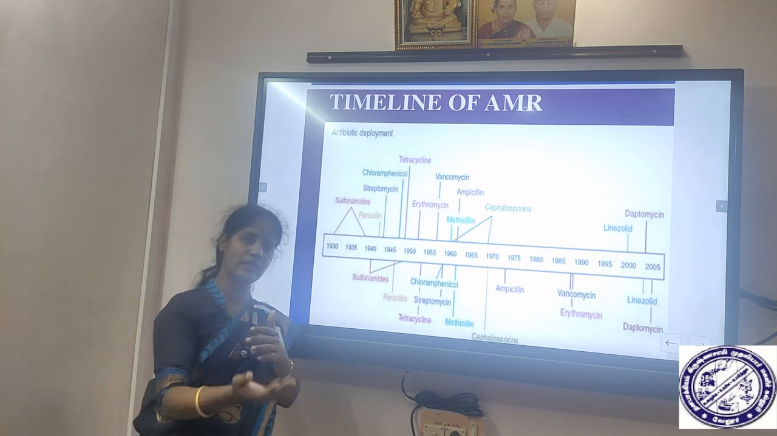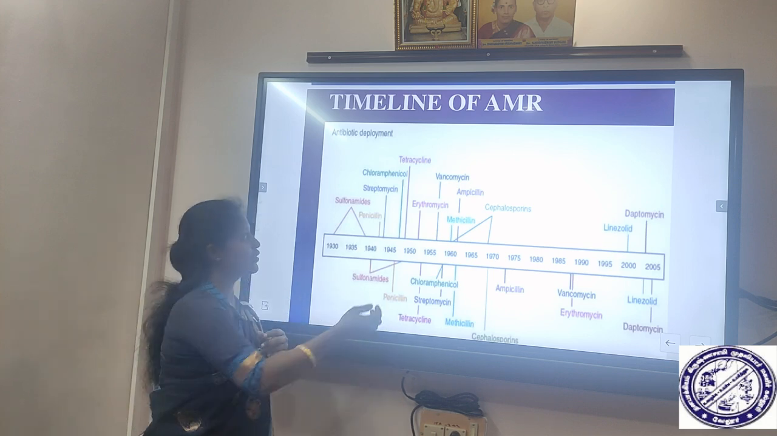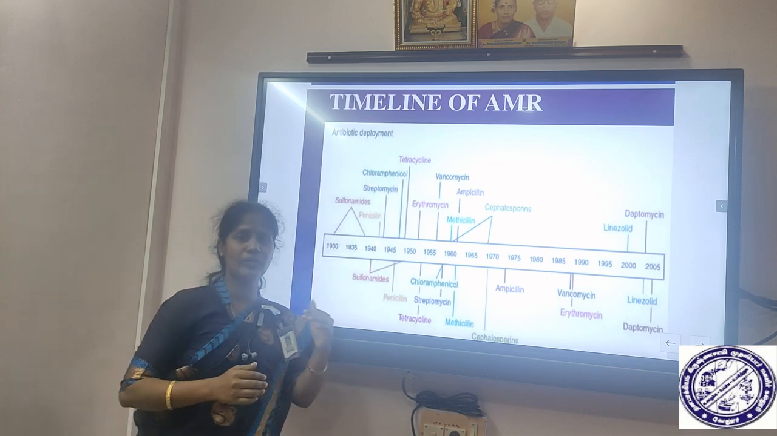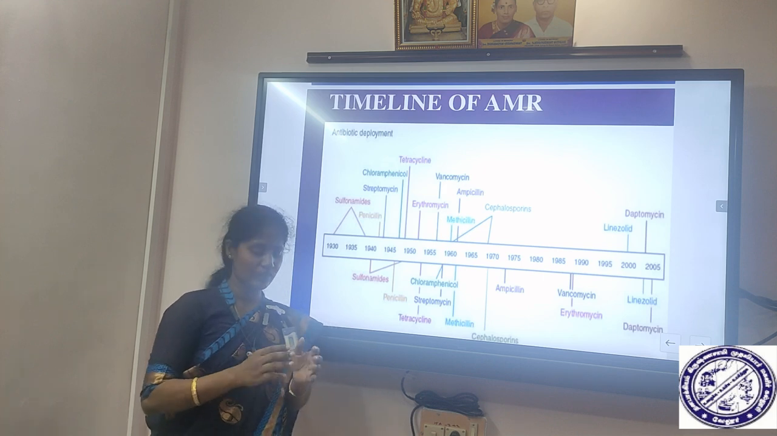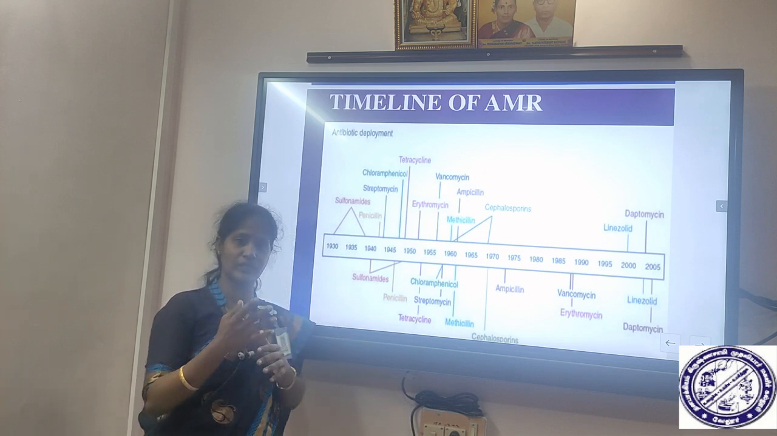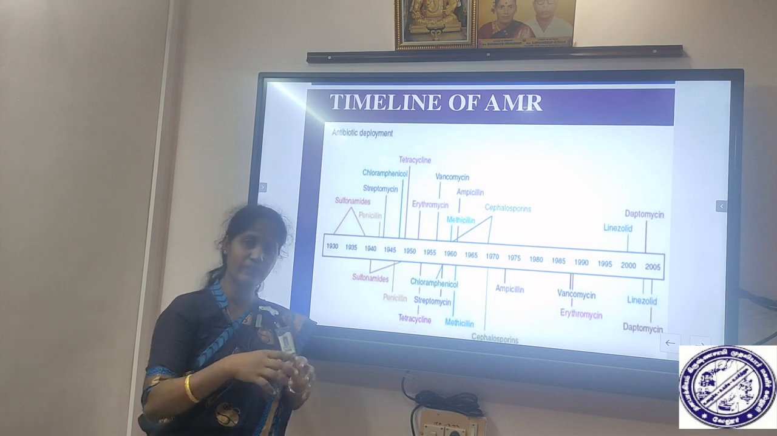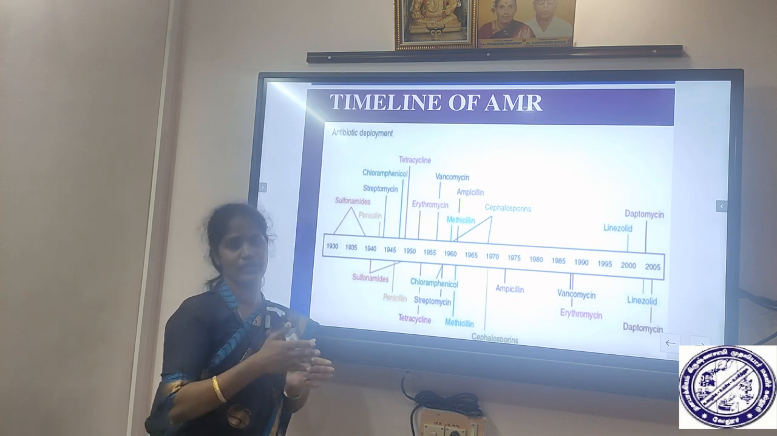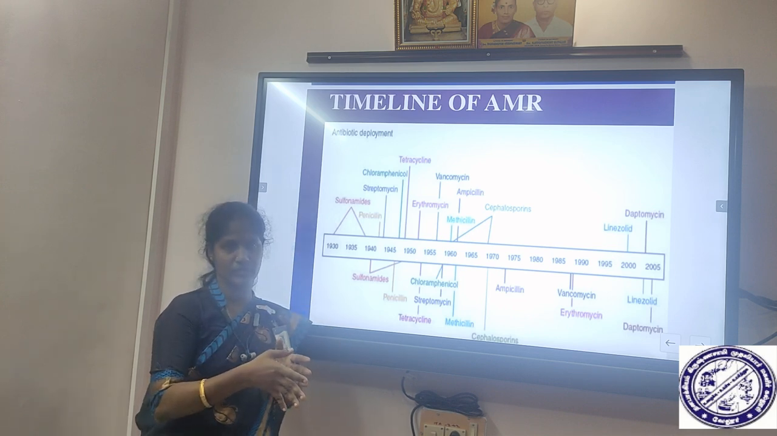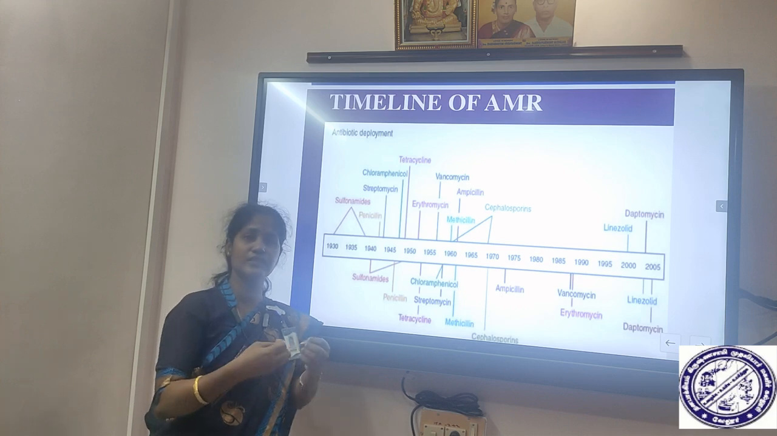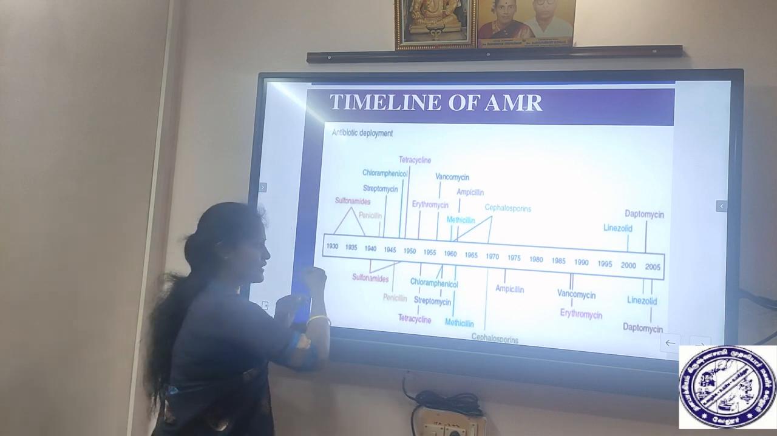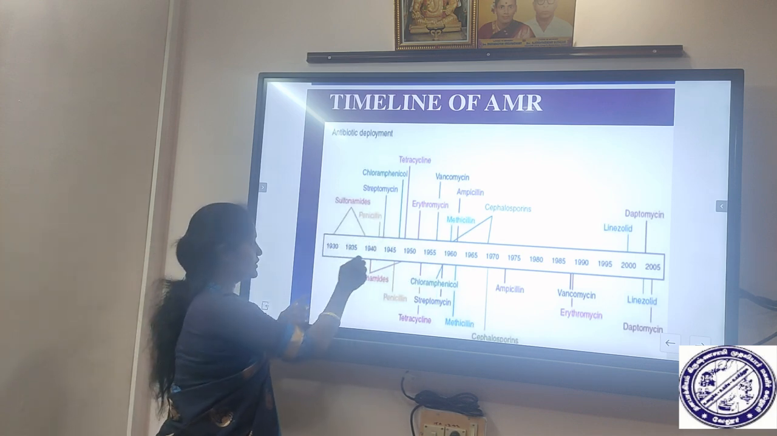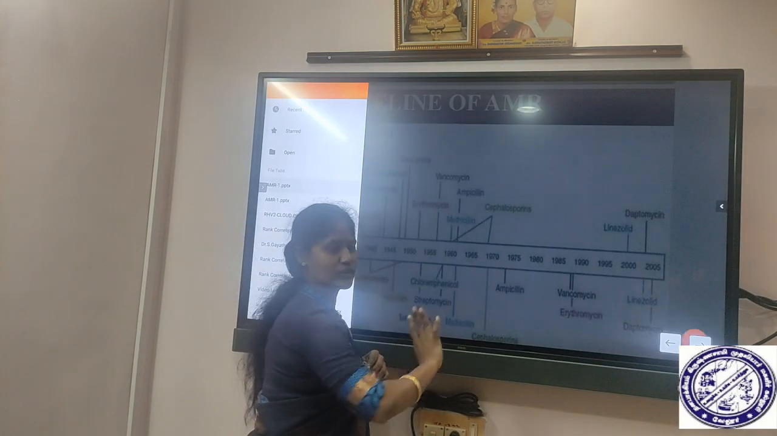So again the scientists went for another alternative: streptomycin, chloramphenicol, tetracycline. If a scientist develops one antibiotic, within 5 years, not even 5 years, within 2 to 3 years, the organisms develop a resistance mechanism. So there is a need for the discovery of new antibiotics, because organisms develop their resistance mechanisms. This timeline shows the antimicrobial resistance emergence from 1930 to 2005.